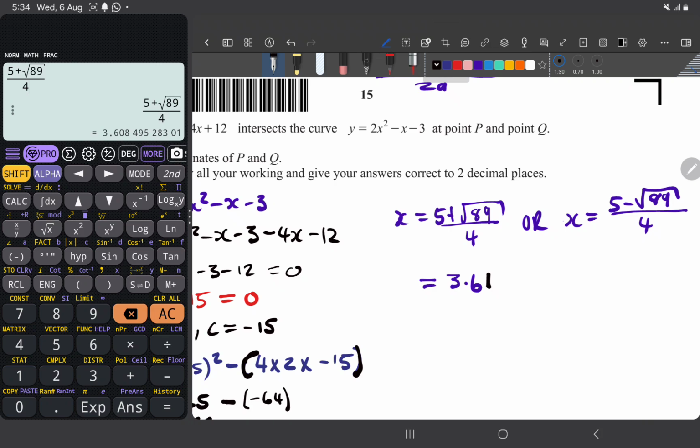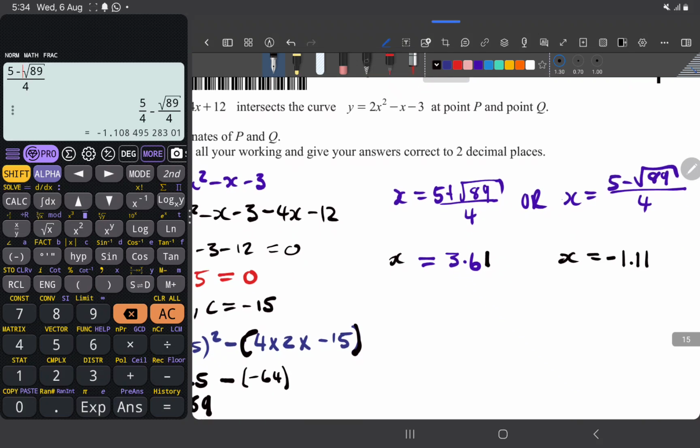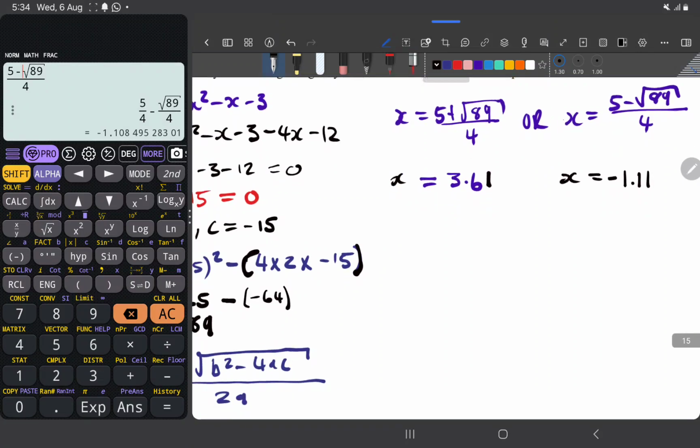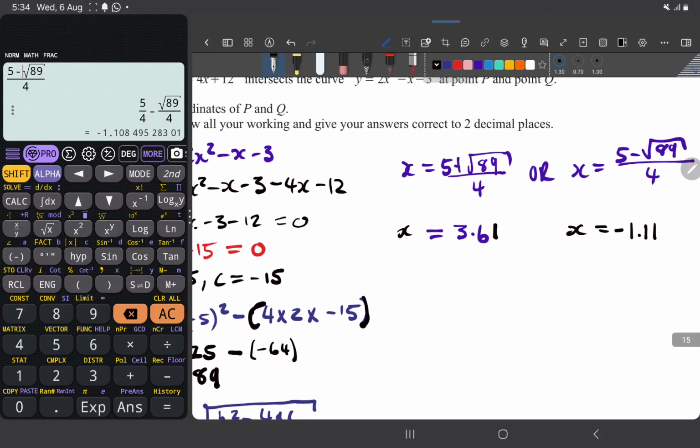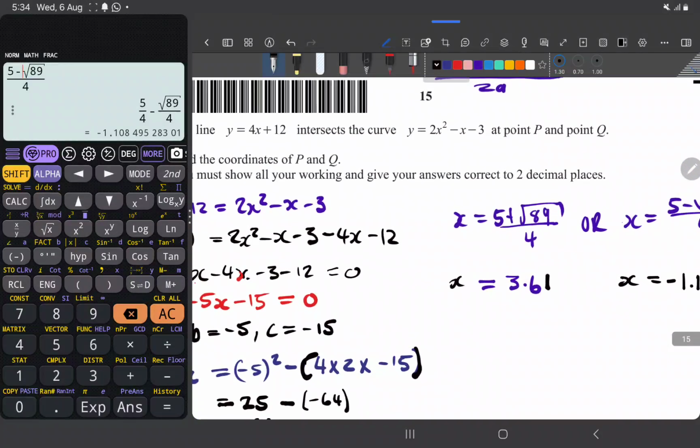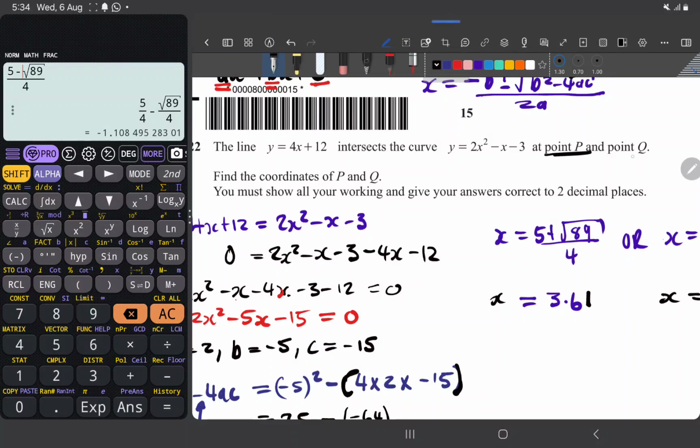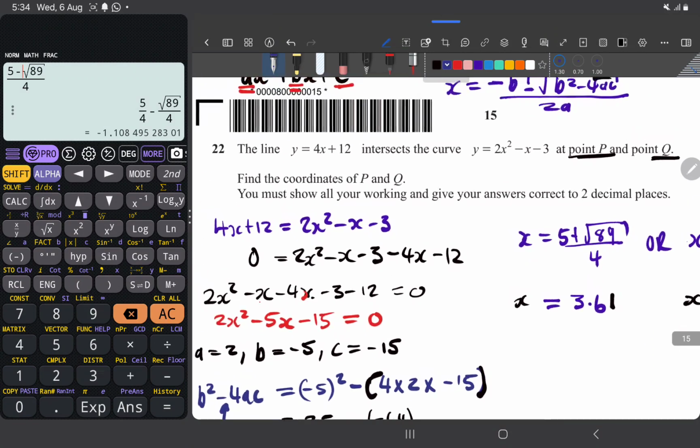What is the other value now? I'm going to come back and say 5 minus root 89. This is going to be x. Here we have, the other one is x is equal to negative 1.11. Good, because it wasn't 1.08. So I have these two solutions for x. Now they want the points where it intersects. For you to get the points, when you have the x values, come get the y values and use the easier one of the two equations. Both of them will give you the same answer.